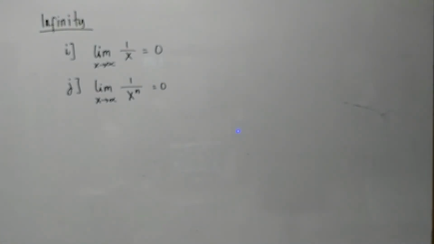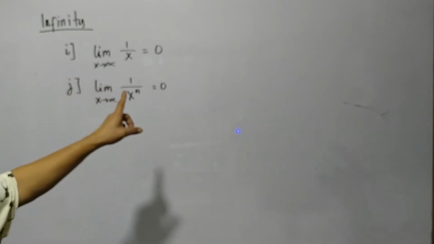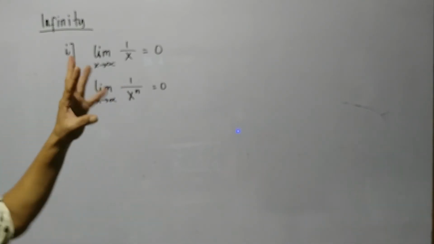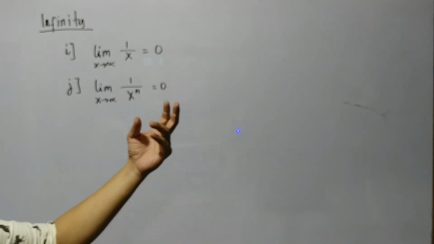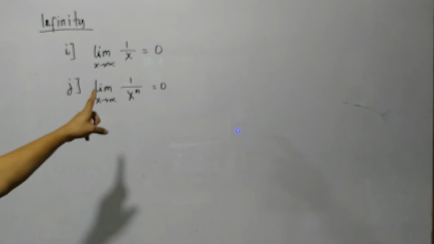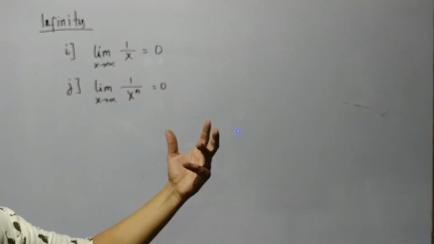For the limits at infinity, our ninth theorem is the limit of 1 over x as x approaches infinity equals 0. And for theorem number 10, we have the limit of 1 over x to the n as x approaches infinity, again, is also equal to 0. That is our theorem for limits.